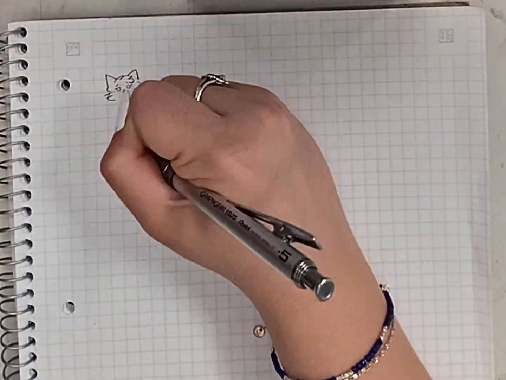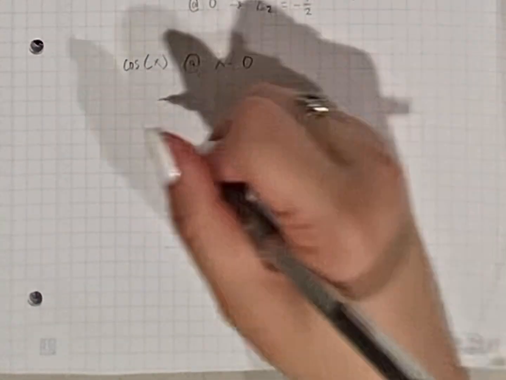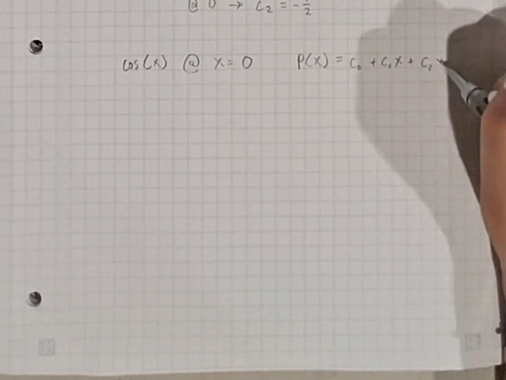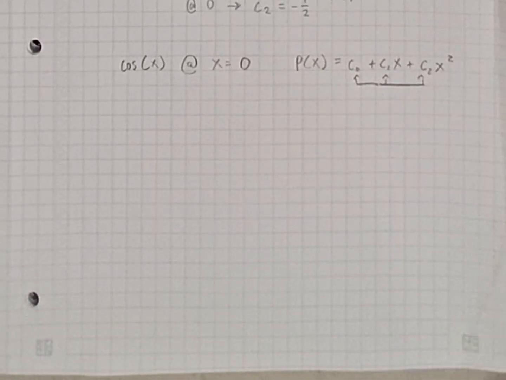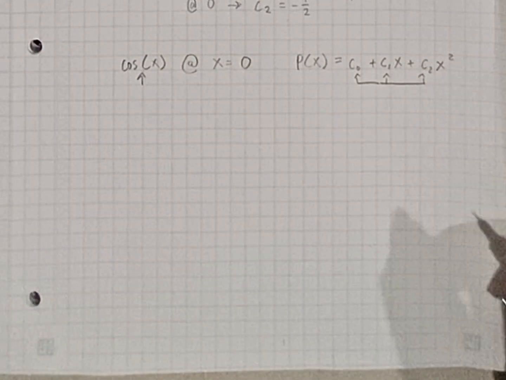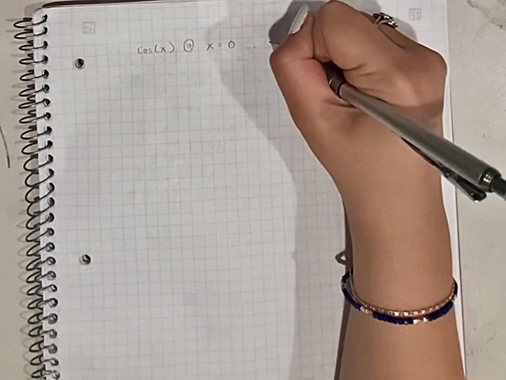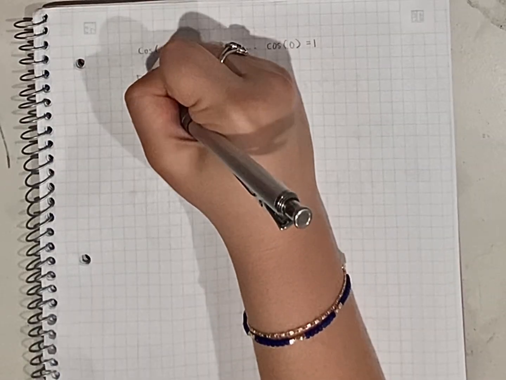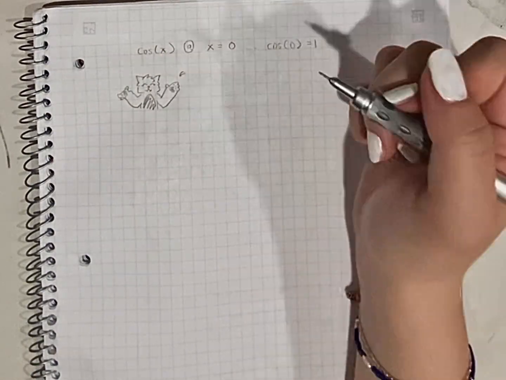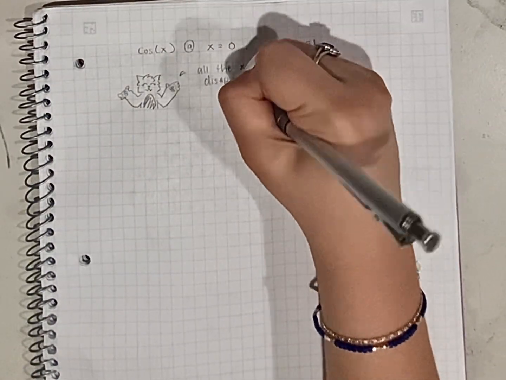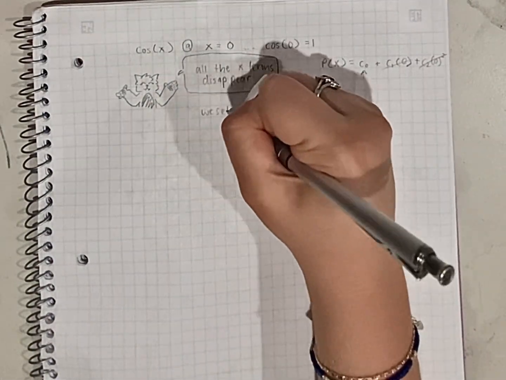Let's say we want to build a really good approximation of cosine x near x equals 0 using just a simple quadratic, something like p of x equals c0 plus c1x plus c2x squared. Our goal is to figure out what these constants, c0, c1, and c2, should be so that this polynomial behaves like cosine near 0. First, think about what cosine x actually equals at 0. Well, cosine of 0 equals 1. That means if our approximation is going to be any good at all, it should also equal 1 when x equals 0. If you plug 0 into this polynomial, all the x terms disappear and you're just left with c0, so we'll set c0 equal to 1.